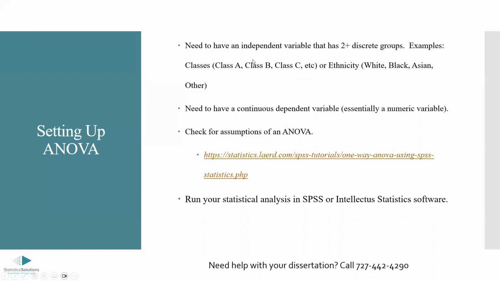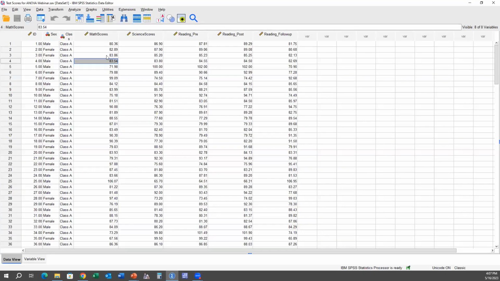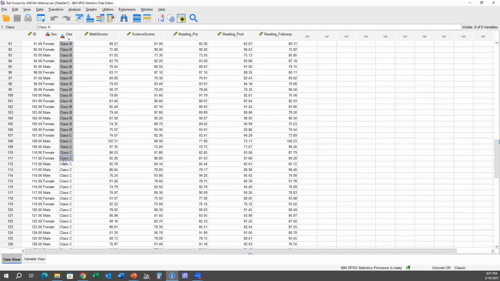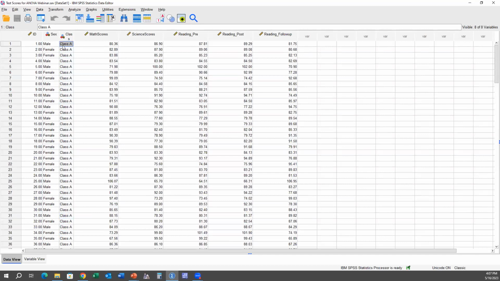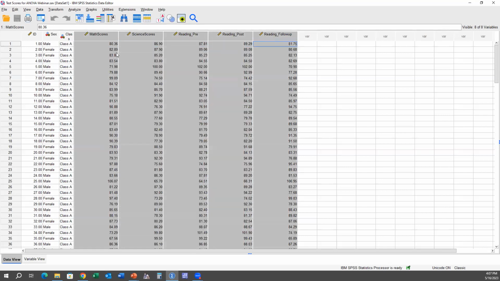So once you have your independent and dependent variables set up, and you've checked your assumptions, then you can run the analysis in SPSS. I have a sample data set here of three different classrooms. We have class A, class B, and class C. This is SPSS, by the way. And then we have the gender of the students, and a series of test scores.